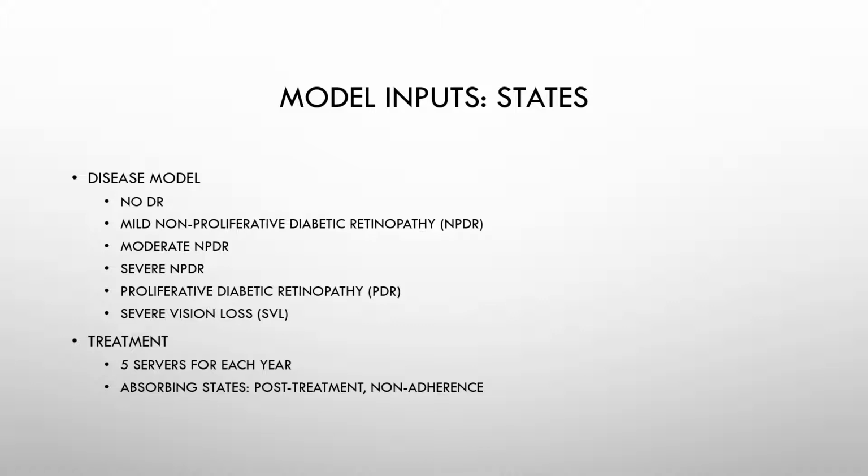Starting with explaining some of the inputs, we'll start with states. The disease model is built first. There are non-proliferative diabetic retinopathy stages, or NPDR, and when you're in these stages, you can regress, or you can progress into any of the later stages. There's PDR, and once you enter PDR, you can no longer regress back into the NPDR stages. You are either going to remain in PDR or move on to severe vision loss. Severe vision loss is an absorbing state. You cannot recover from that.